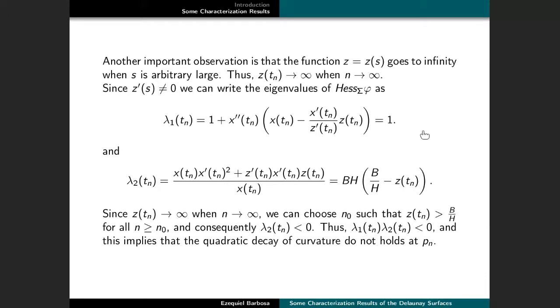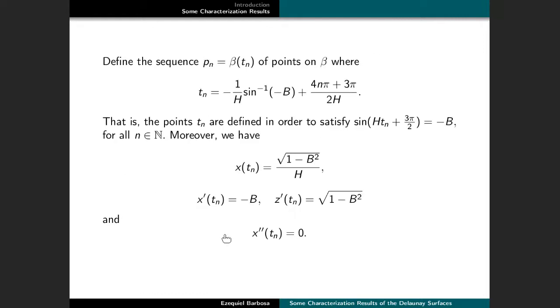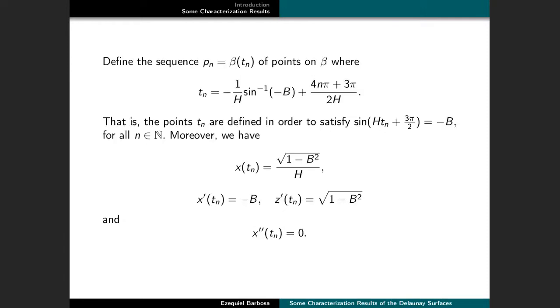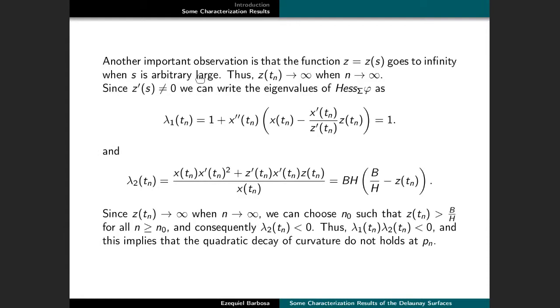And why are we doing this? Just because if we take this parameterization here, the parameterization for the unduloid, you can compute directly the eigenvalues of the function phi, the square of the distance function, and those eigenvalues are given by this equation here. Actually, in those points, the first one is 1, and the second one is given by this expression here.